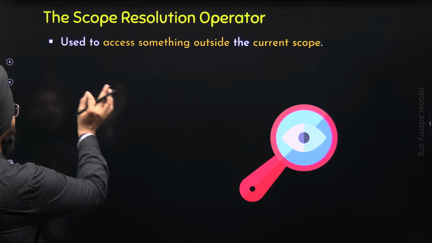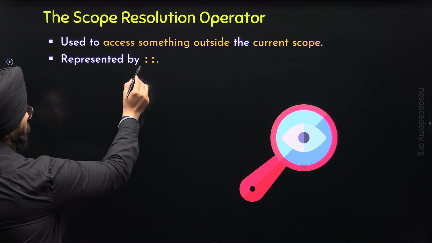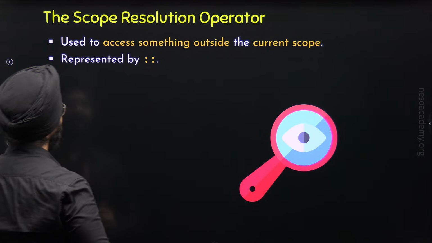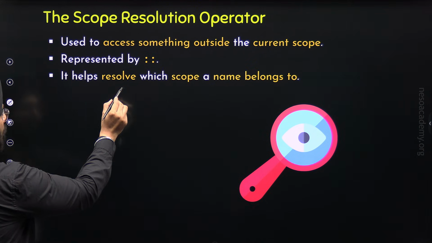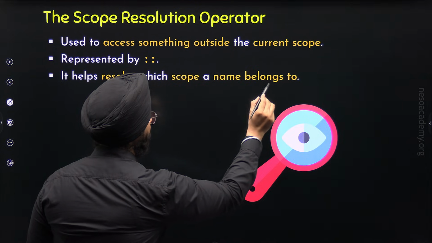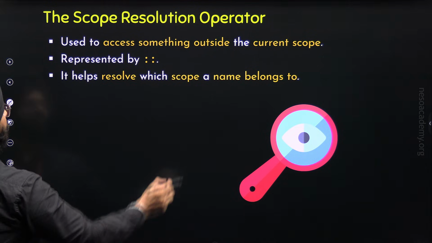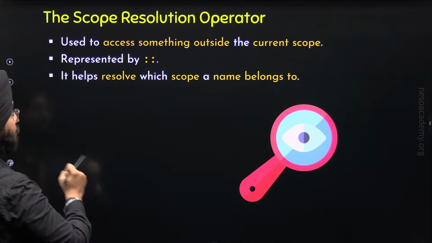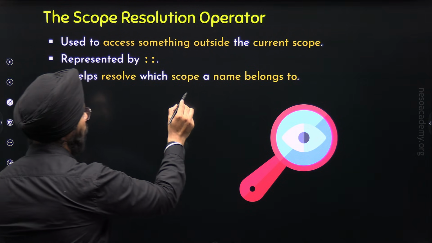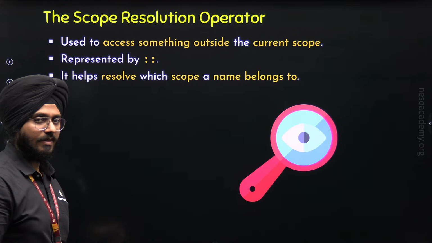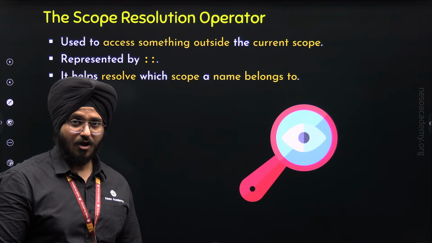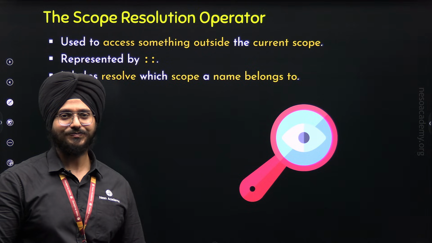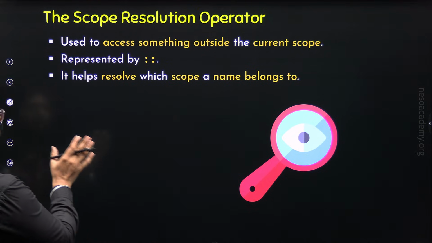Now, this is how we can represent a scope resolution operator. It is represented by two colons, and it also helps resolve which scope a name belongs to. That's why this operator is called the scope resolution operator. It helps resolving which scope a name belongs to. That is, it tells the compiler where to look for to access a specific entity. So that's the scope resolution operator.